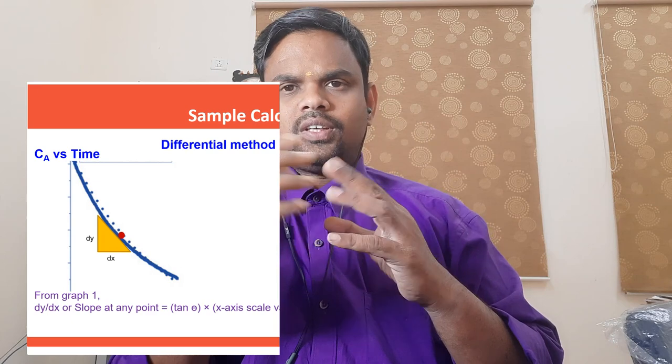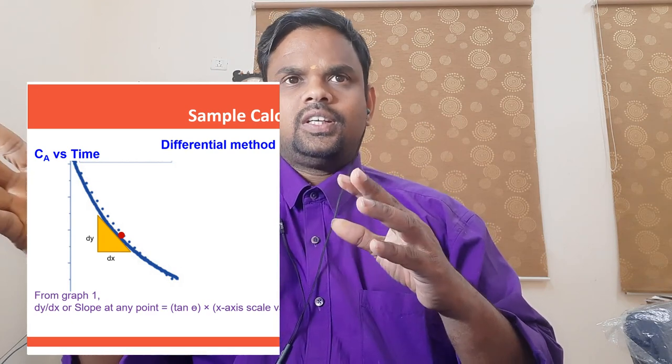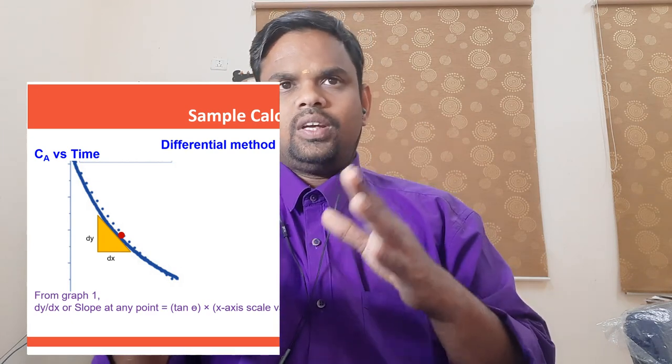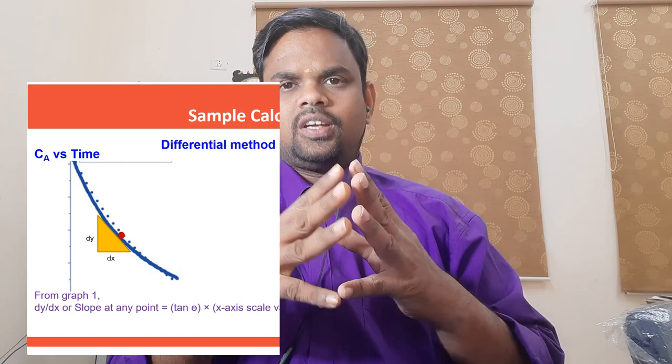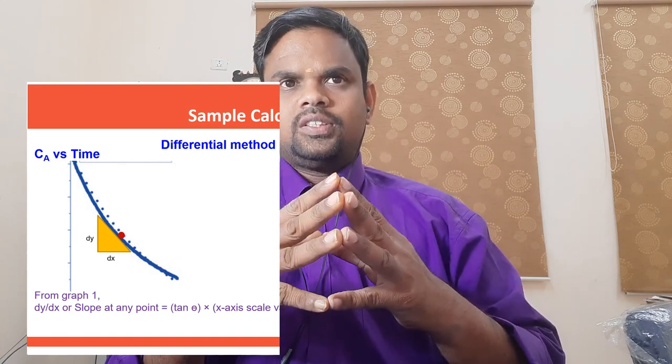So if you are preparing a plot of concentration versus time, a decreasing curve will be there. So you will measure the slopes at different values, and for different values of concentration CA you will get the slope value which is equal to your minus RA value. So minus RA is there, CA is there.